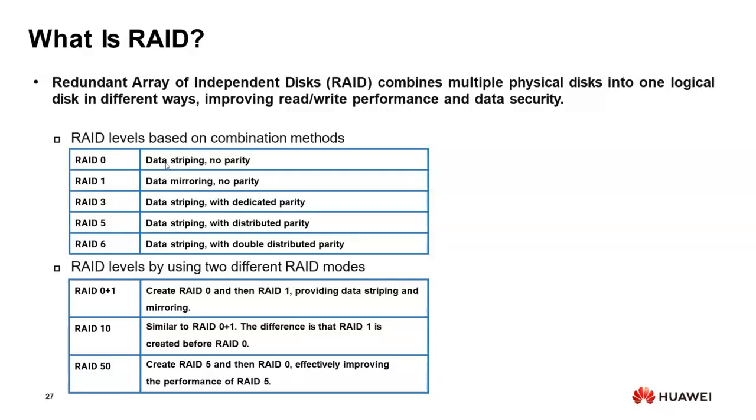Then we have RAID 3. Data striping is available, and it has a dedicated parity check. Now, somebody will ask, why is RAID 2 not mentioned here? Actually, in Huawei, they don't really bother much about RAID 2 or RAID 4, so they simply skip it. RAID 5 has data striping with distributed parity. We will see the difference between a dedicated parity and a distributed parity. RAID 6 has data striping with double distributed parity, so basically, it's done twice. That's the implication.